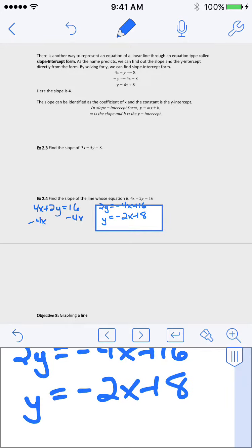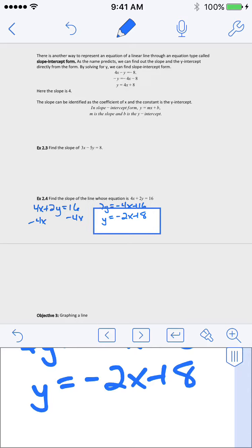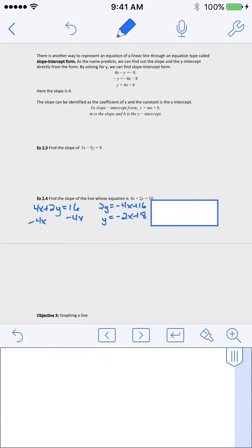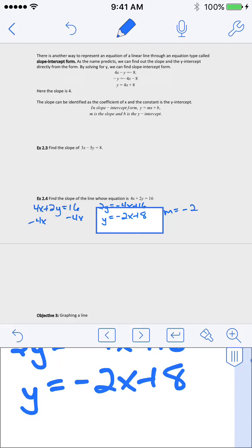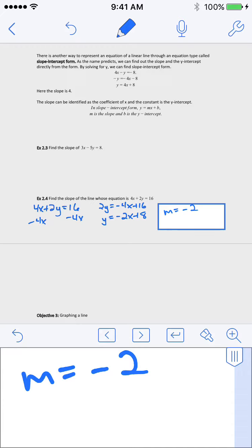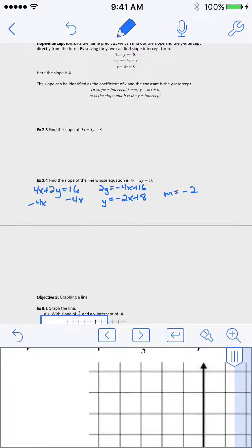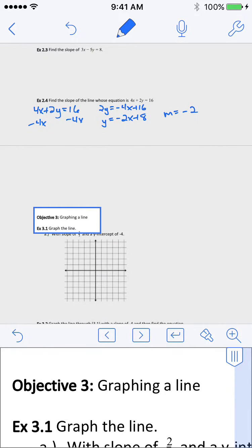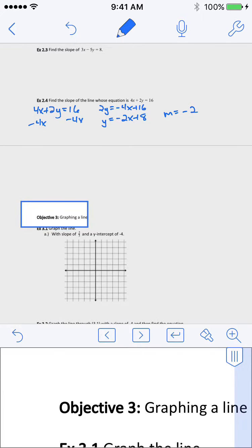Alright, so we can pull the slope out now. Now that it's in slope-intercept form, y equals mx plus b, then that slope is m, which is equal to the thing next to x, or -2, and so our slope was -2. Alrighty. The concept we're going to start off with today is using those ideas to graph the line.